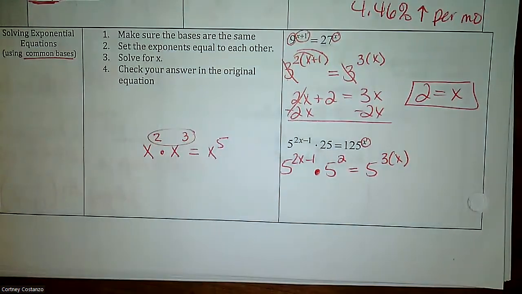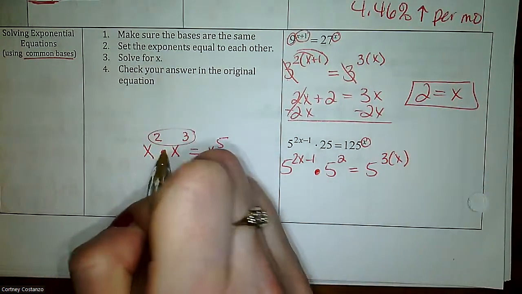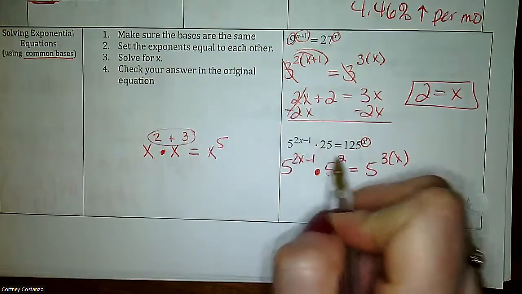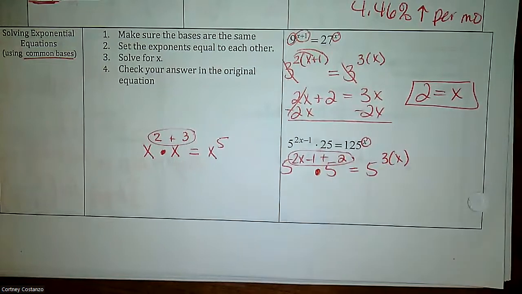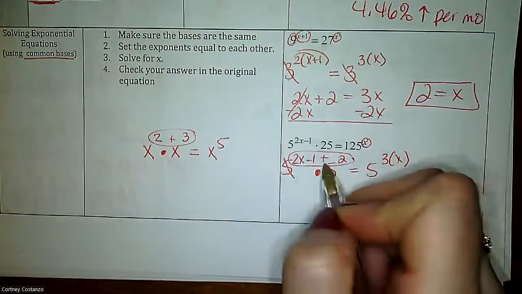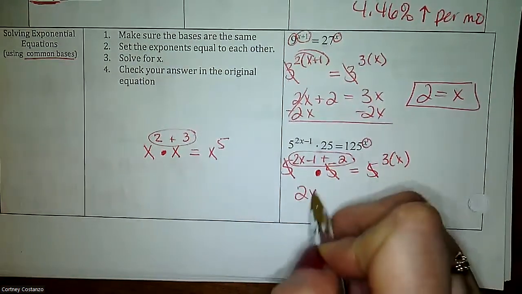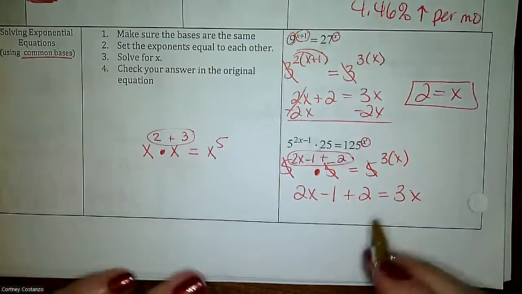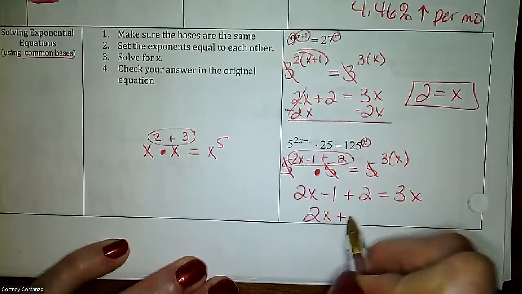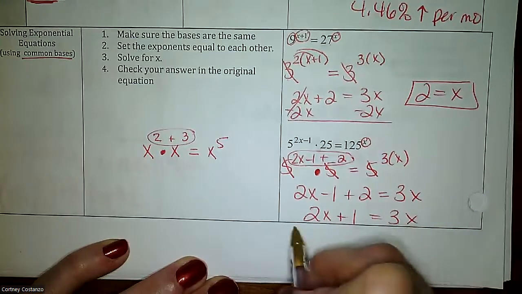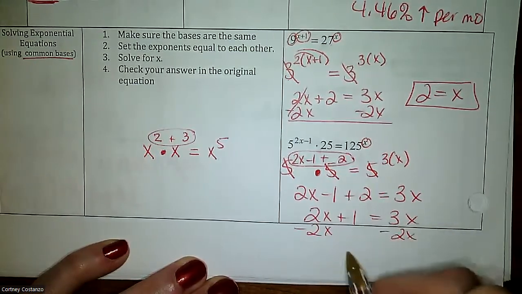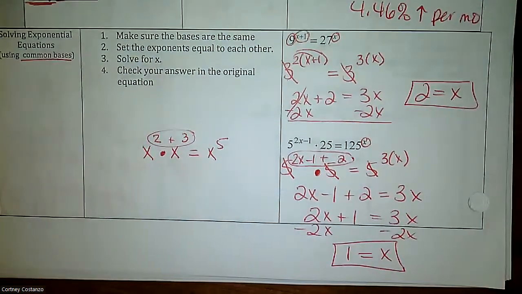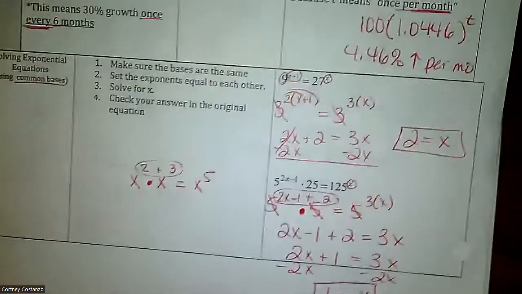What did I just do with the 2 and the 3? When I multiply, I add my exponents. So when I drop my bases, I have 2x minus 1 plus 2 is equal to 3x. That is 2x plus 1 is equal to 3x. And you can easily see our answer now is just 1. Sweet. Not flipping over.